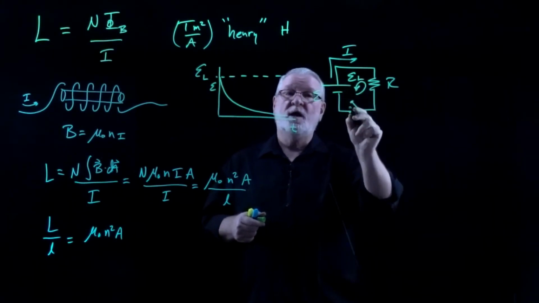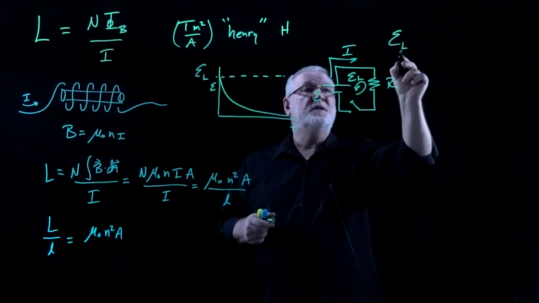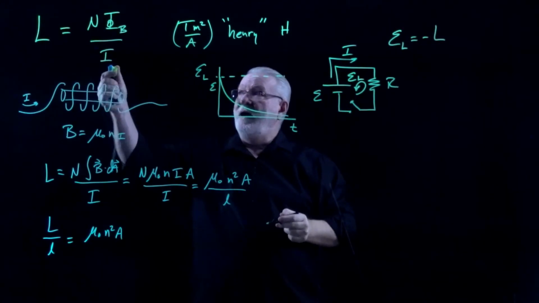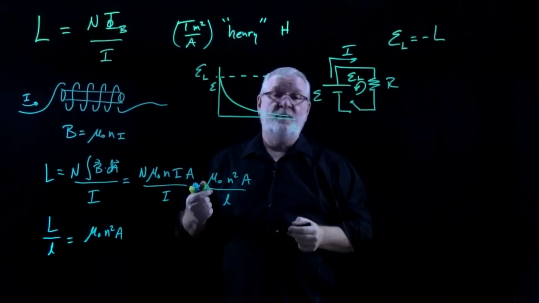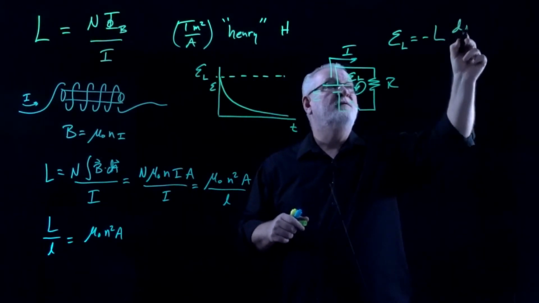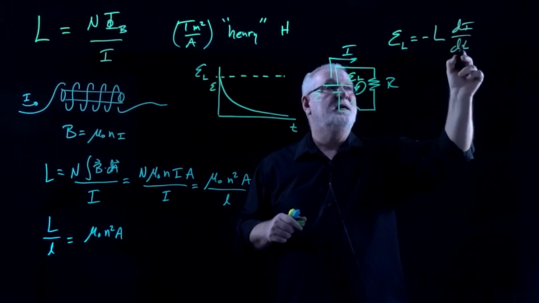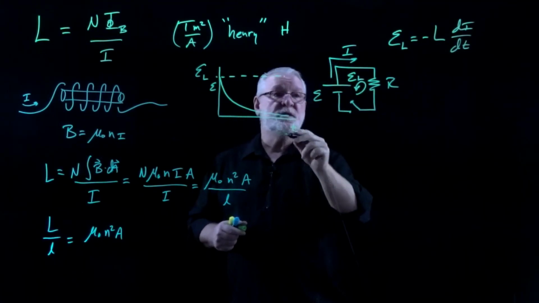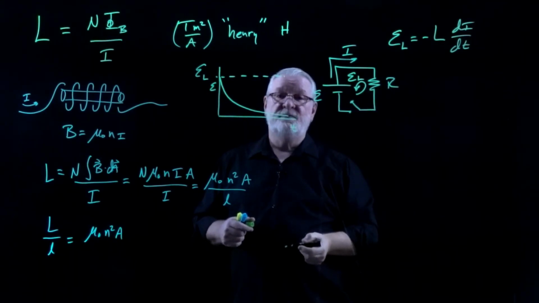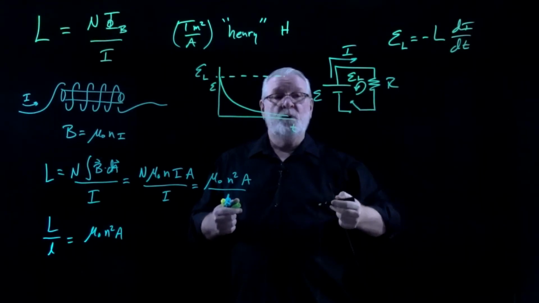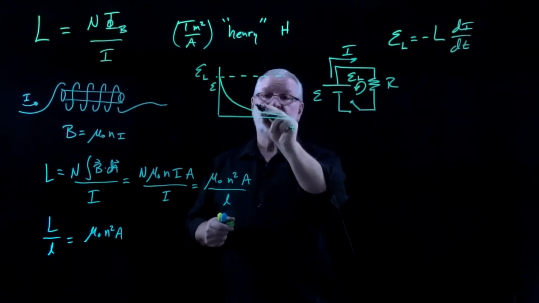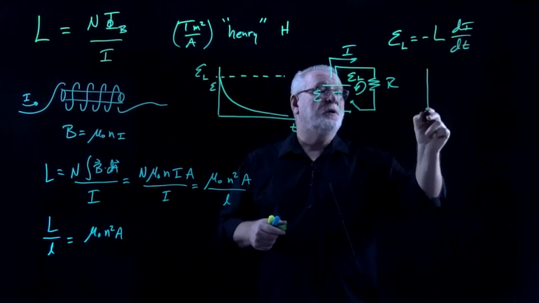We can actually quantify that too. The EMF that's caused by inductance is equal to negative L, that being the coefficient, the value of the inductance, times the rate of change of current, dI/dt. Of course, as time goes on, the rate of change of current goes to zero, which is why the induced EMF drops down too. If we were to measure the current flow in the circuit, we'd see that it would match a very similar equation.